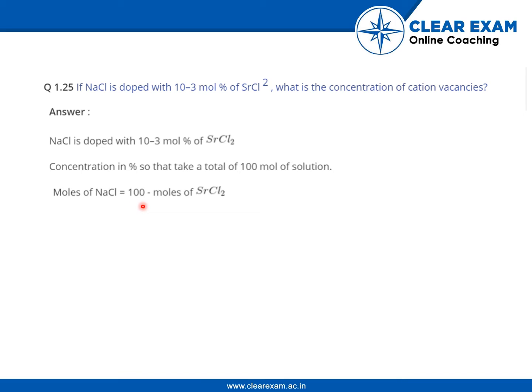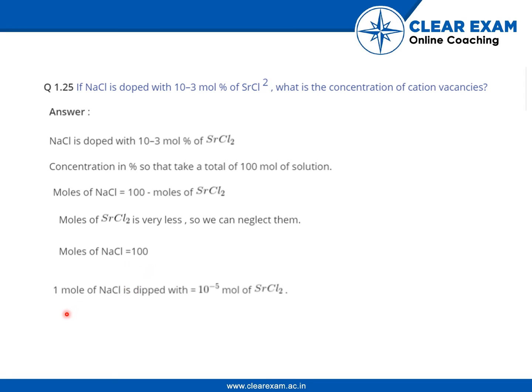Moles of NaCl is equal to 100 minus moles of SrCl2. Moles of SrCl2 is very less, so we can neglect them. So moles of NaCl is equal to 100. 1 mole of NaCl is doped with 10 power minus 5 mole of SrCl2. So cationic vacancies per mole of NaCl is equal to 10 power minus 5 mole.